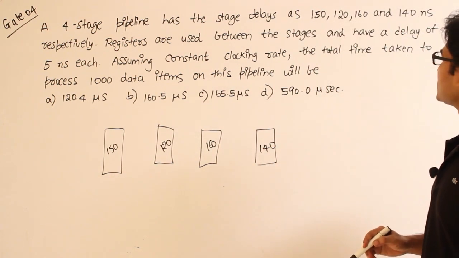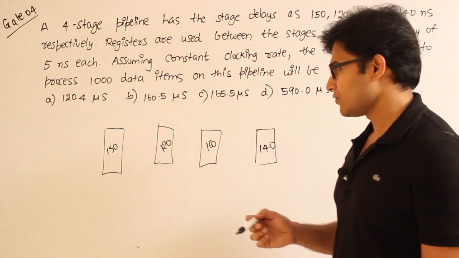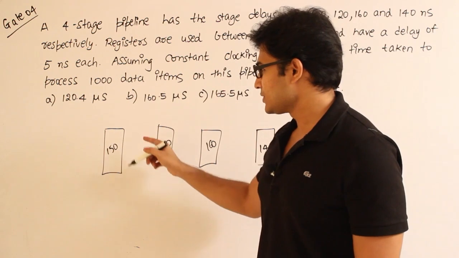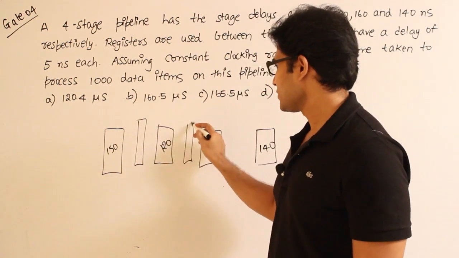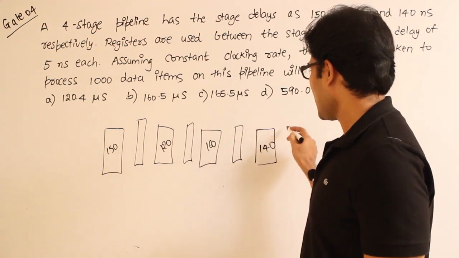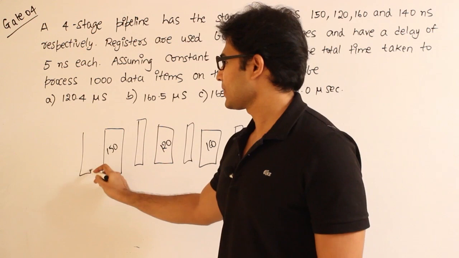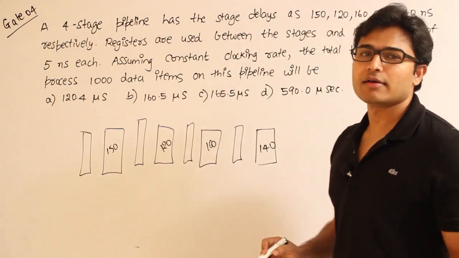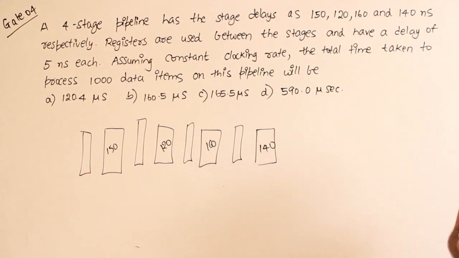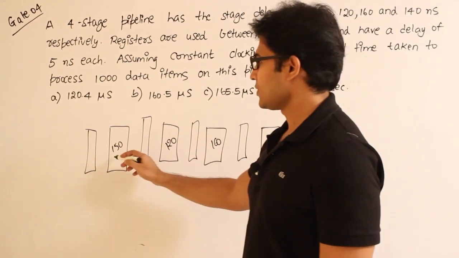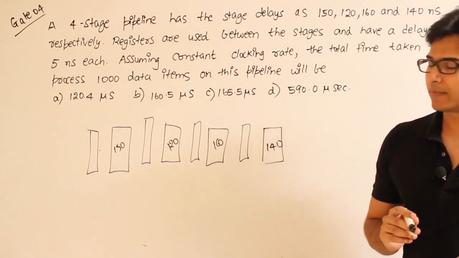Registers are used between the stages and have a delay of 5 nanoseconds. Some textbooks follow the convention that registers will be placed one here, one here, one here and one here. Every textbook has a different convention, but we are going with this convention, which means registers are being placed before the combinational circuits, that functional unit.